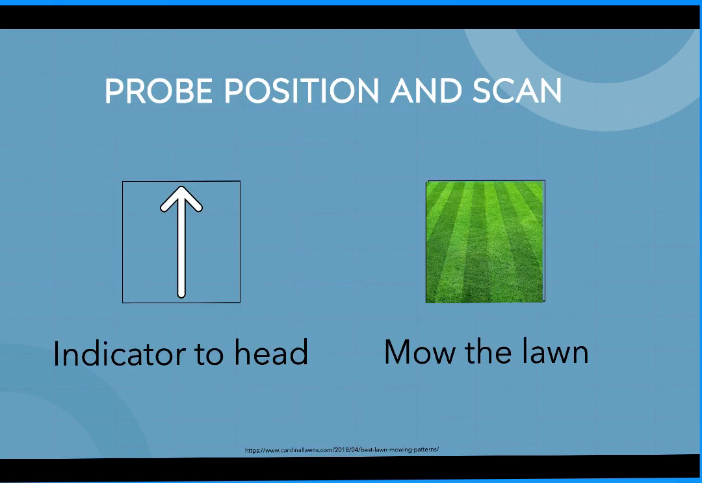Concerning optimal probe position, you want your indicator to point towards the patient's head, and you want to use a mowing the lawn approach. The mowing the lawn approach is a colloquial term I made up just to mean mow the lawn on the patient's body, for lack of a better term.